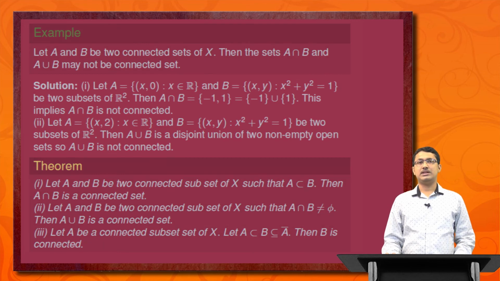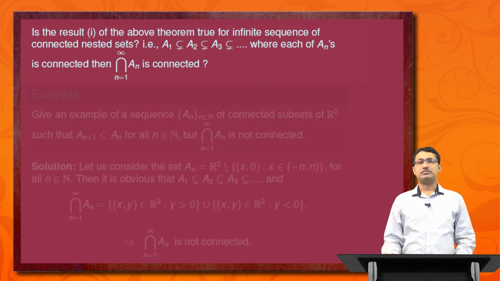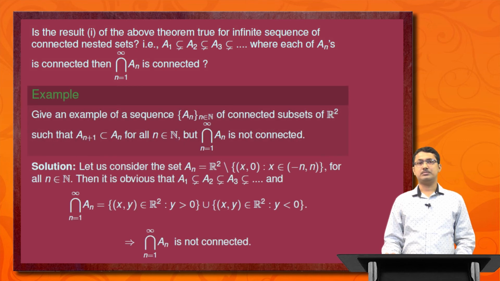Now an important question is: is the result 1 true? That means, let A and B be two connected subsets of X such that A is a subset of B, then A intersection B is a connected set. Is result 1 of the above theorem true for an infinite sequence of connected nested sets? That is, A1 subset of A2 subset of A3 and so on, where each An is connected, then the intersection n equal to 1 to infinity of An is connected. Is it possible? Which follows from the following example.